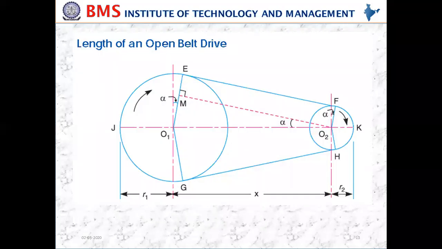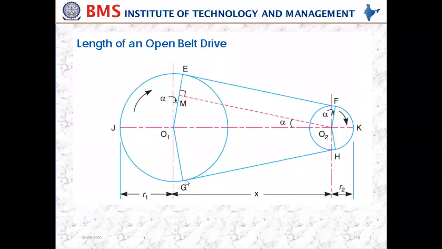Now we'll discuss how the length of an open belt drive is derived. Here, I have taken a schematic diagram. This is the driver pulley, whose shaft center is O1, and this is the driven pulley, whose center is O2. And this is the belt which is taken over the surface of the driver and driven pulleys.